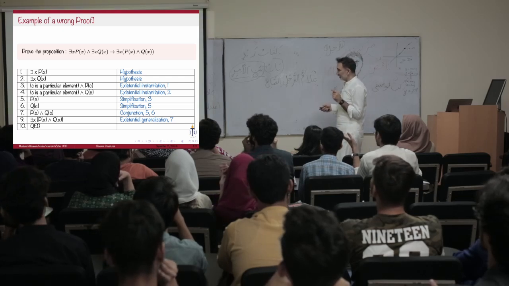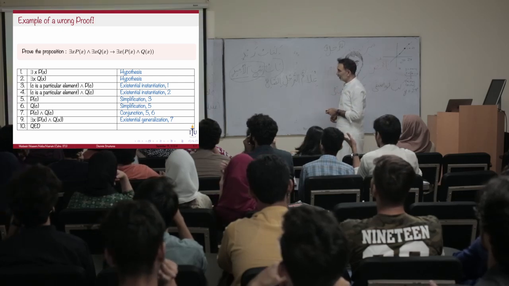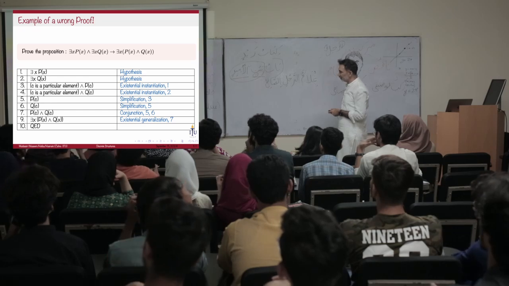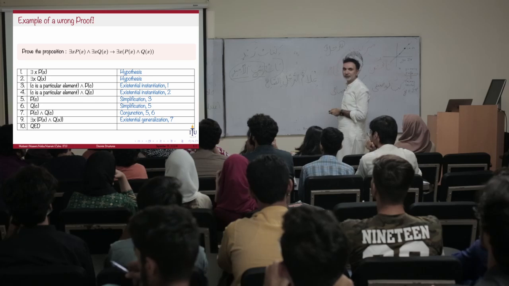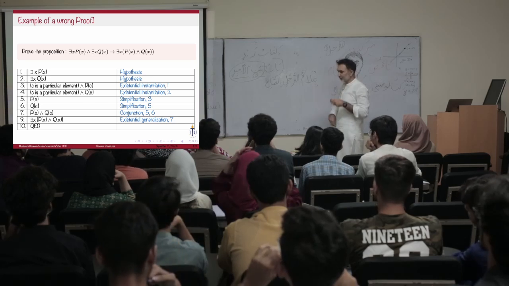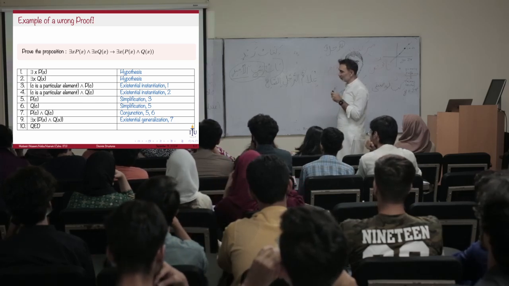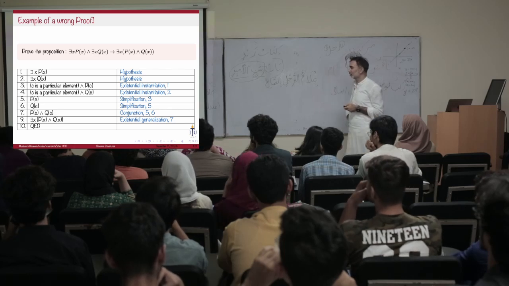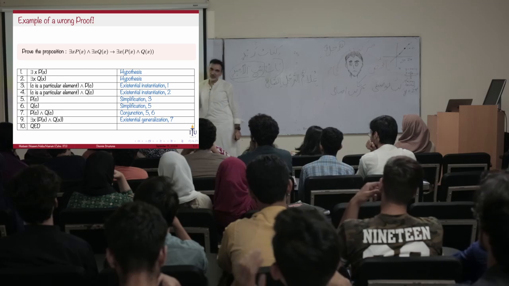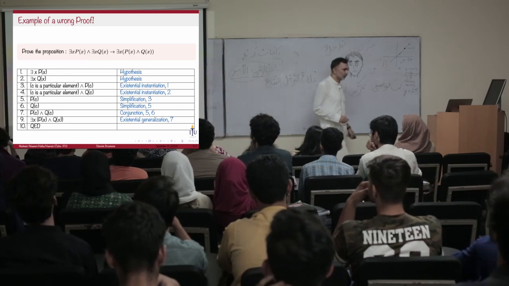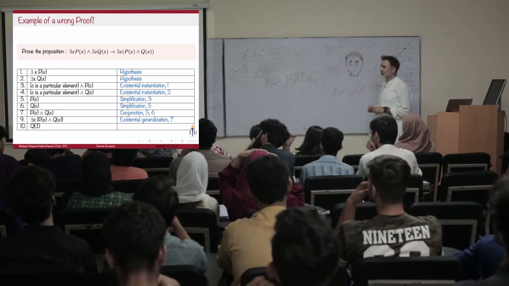Line six says Q of C, and it says that I am simplifying 5. Oh, that's wrong. Instead of 5, you want 4 here. Okay, that's one kind of typo here. But there's something more wrong with this proof. So you're right. On this line, I need to have simplification of 4 instead of 5. Okay, that's one thing that's wrong. What's something more that's wrong?